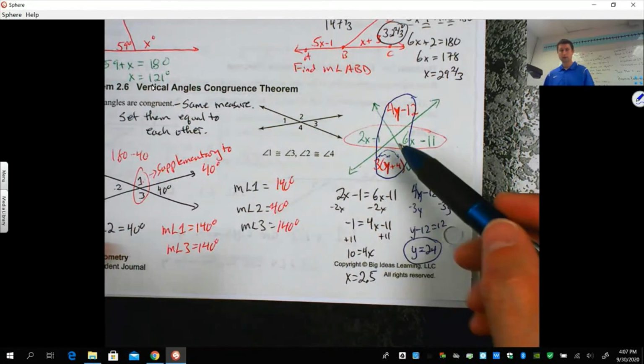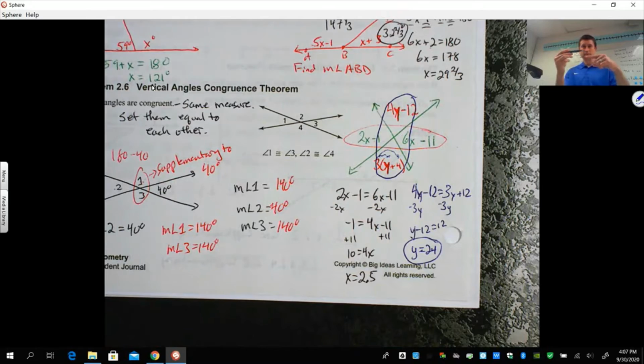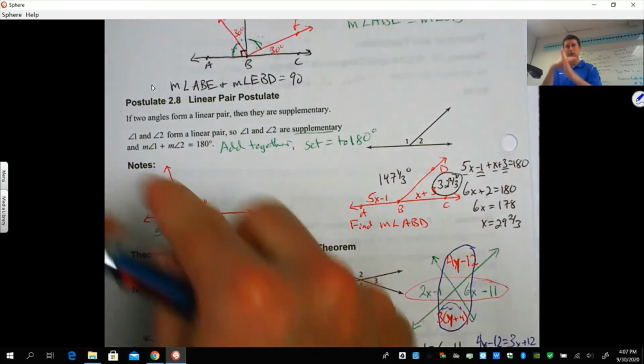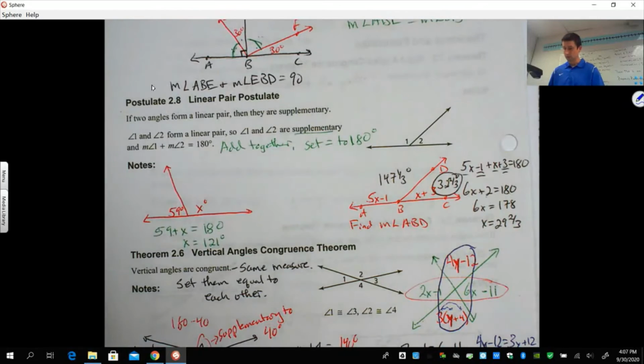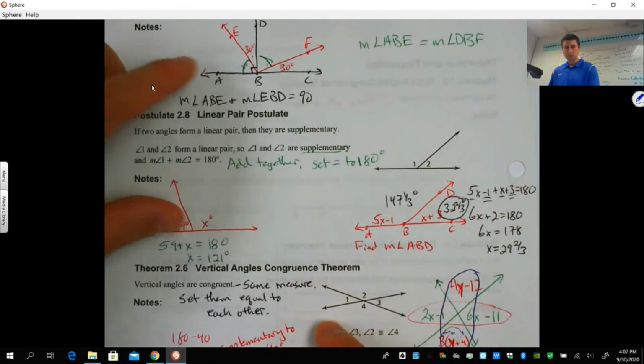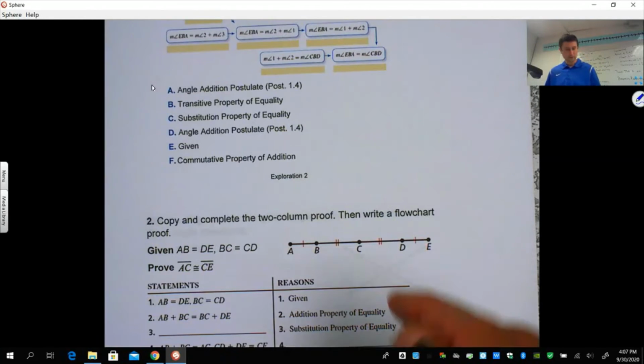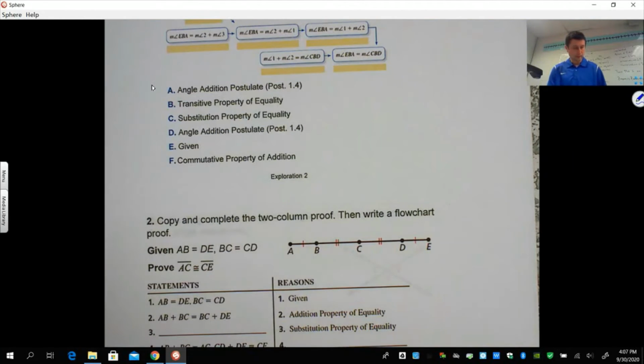Okay, so vertical angles, you're setting the opposites equal to each other. Okay, linear pairs, you're taking the two angles, you're adding them, and then setting those equal to 180. Congruence, a lot of times you'll add them, set them equal to 90. Supplementary pairs, add them, set them equal to 180.